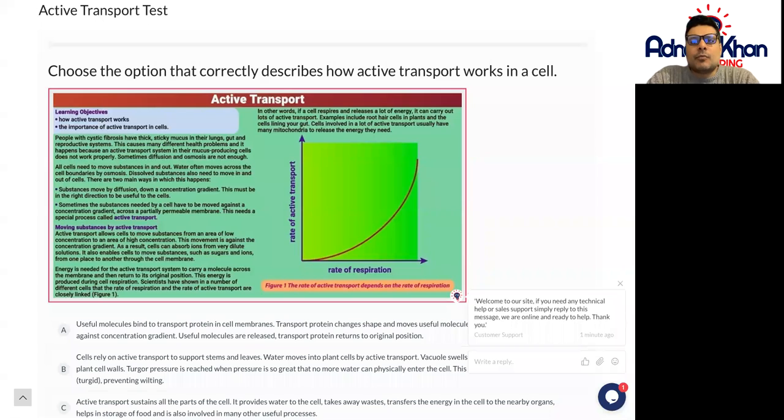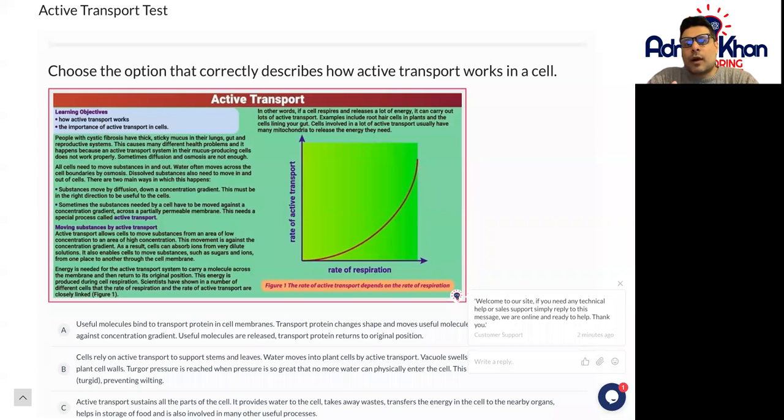So substances move by diffusion, which is number one. They also must move in the right direction. Sometimes the substances needed by a cell have to be moved against a concentration gradient. And this process is a special process and it's called active transport.